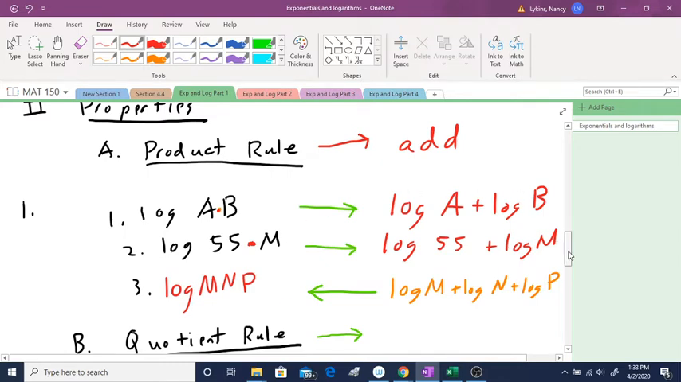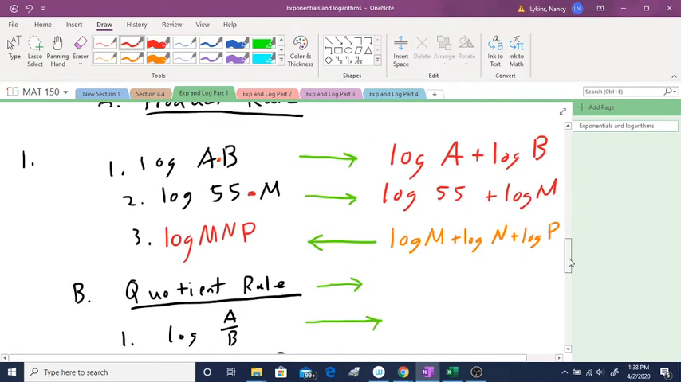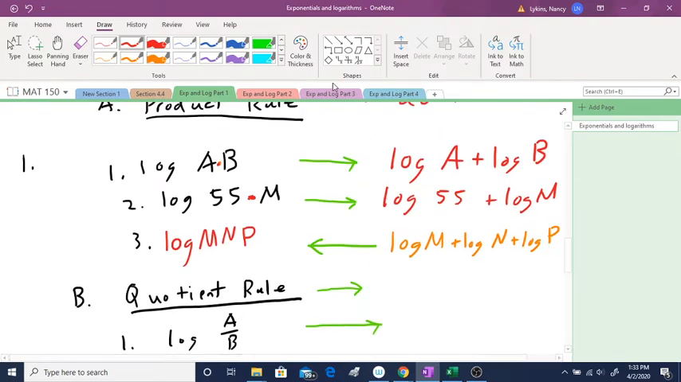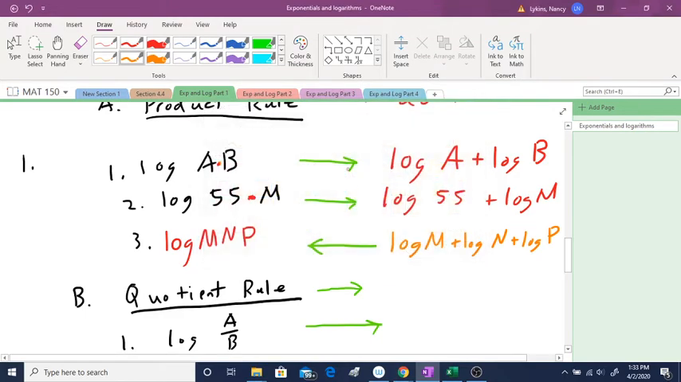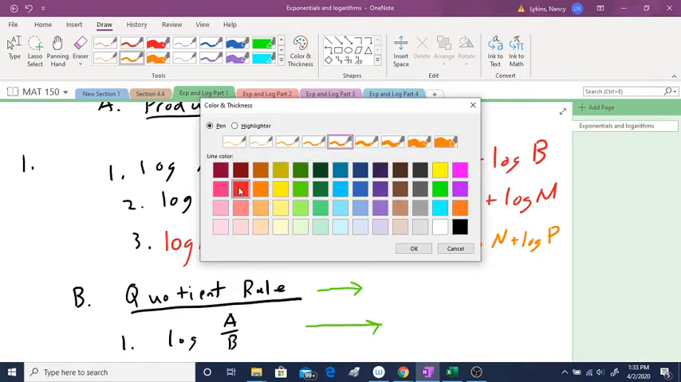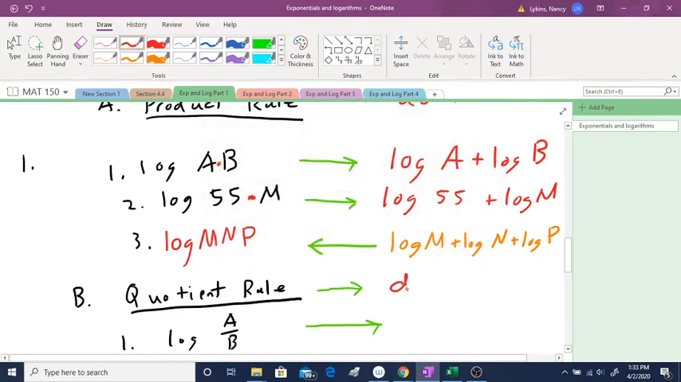Now, after the product rule, we have this quotient rule. Now, quotient rule is the opposite of multiplying. It's dividing. That's why you have log and then a over b. So when we think of quotient, I want you all to think about divide. And the end result means we're going to subtract.